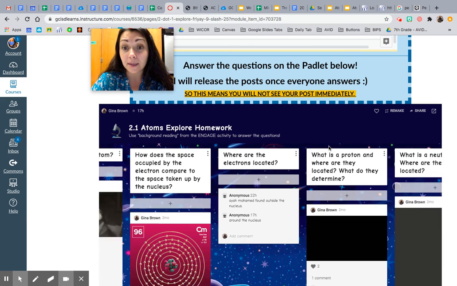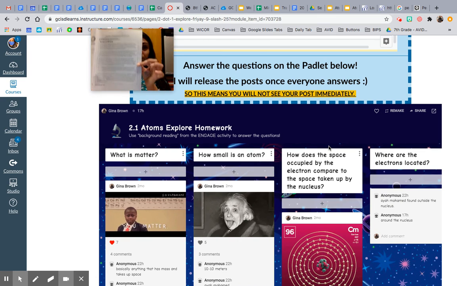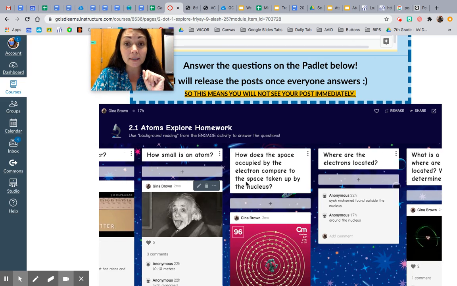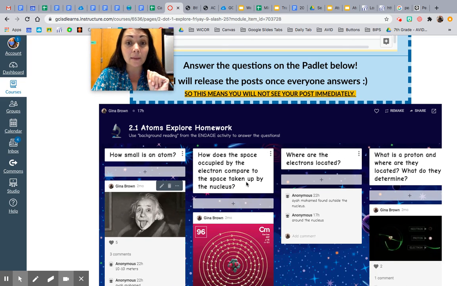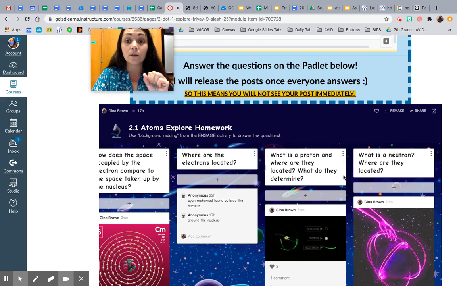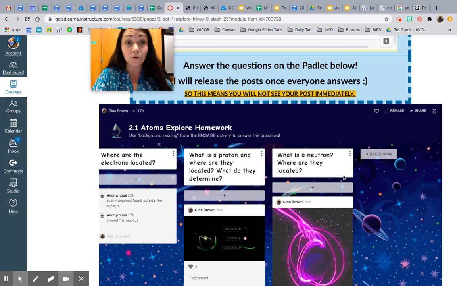Don't forget to fill out this Padlet. That was also part of your homework in addition to this. So what's matter? How small is an atom? How is the space occupied by an electron compared to the nucleus? Where are electrons located? What is a proton? What's its charge? And what is a neutron? What's its charge? And how do you find it?